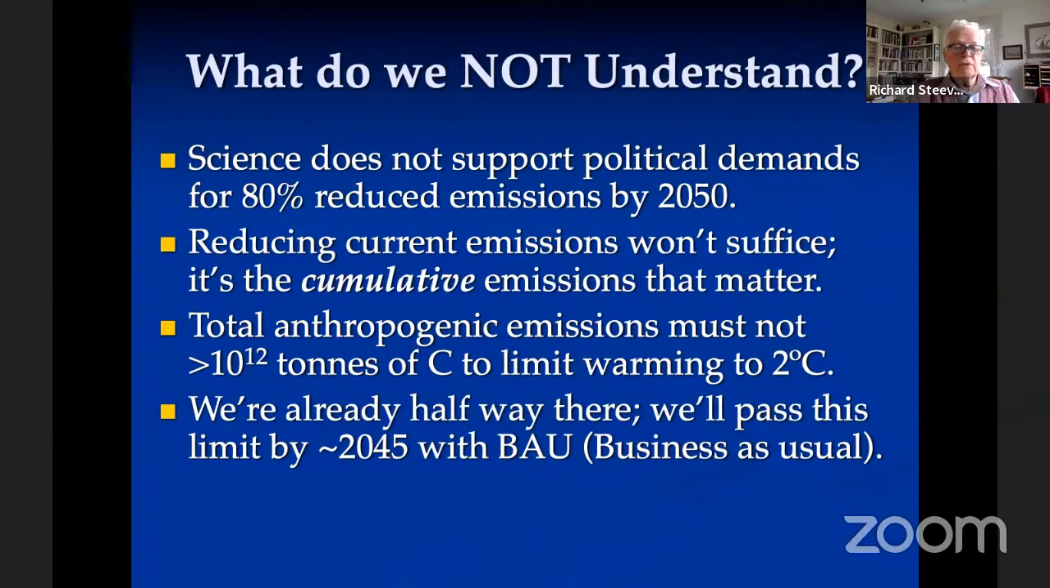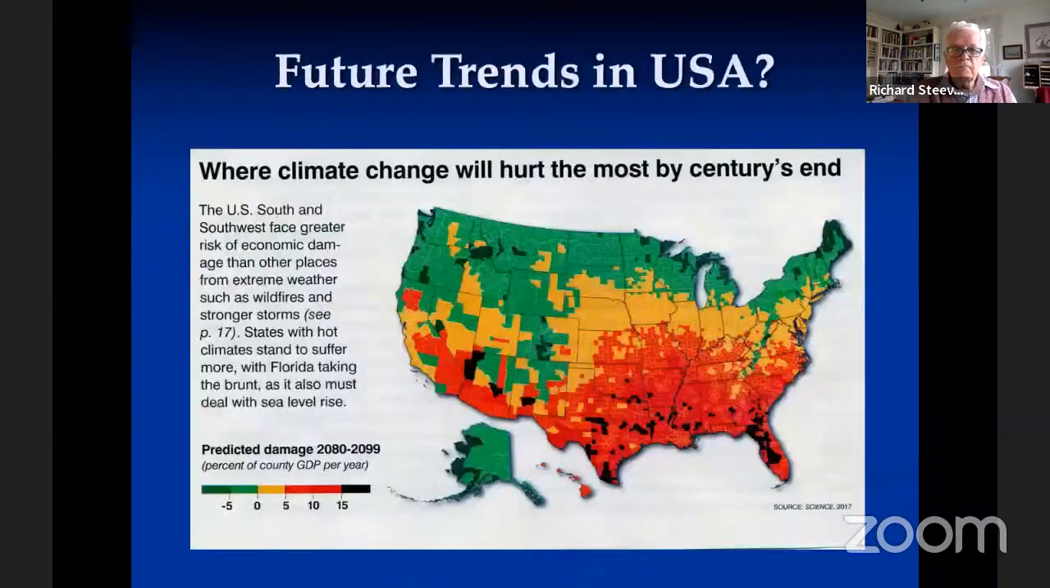And he comes to this interesting mathematical point that we don't think of very often by saying that total anthropogenic emissions must not exceed 10 to the 12th tons of carbon to limit warming to 2 degrees. Well, we're already halfway there, he says, and we'll miss this limit by 2045 if we continue with business as usual, or BAU.